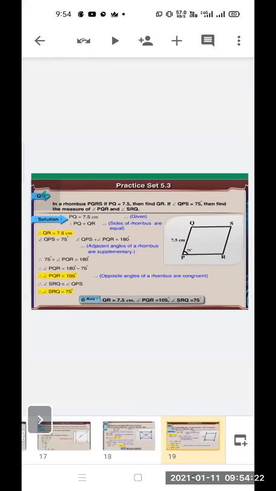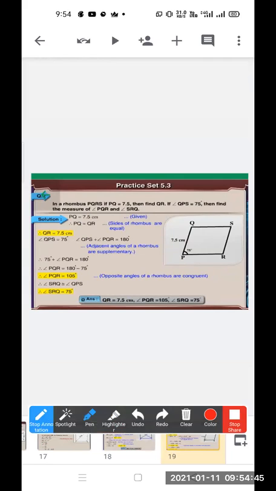Second question. In rhombus PQRS, PQ is given 7.5 and we have to find QR. If angle QPS is given 75 degree, then find the measure of angle PQR and angle SRQ. Here PQ is given 7.5. We know that PQ is equal to QR. Why? Because sides of a rhombus are equal.